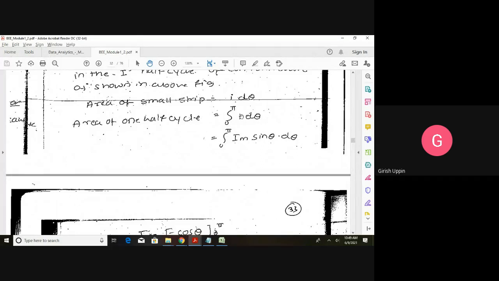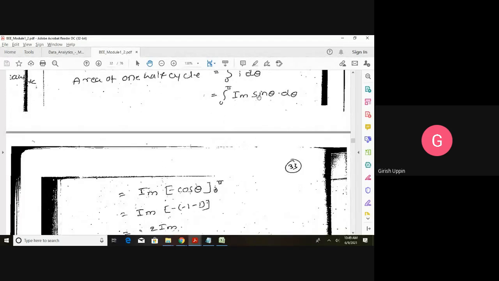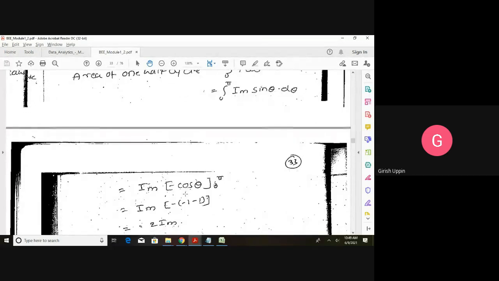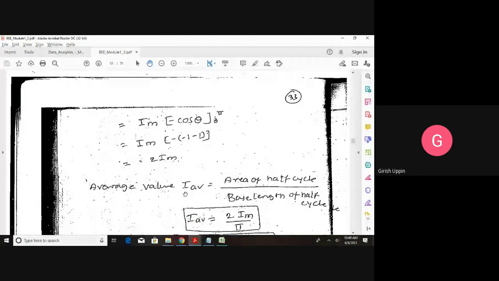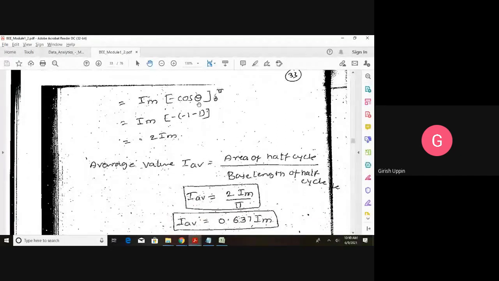What is i? We know i is Im sin theta. Im is constant, so I will take Im outside. The integration of sin theta is minus cos theta, from 0 to pi. This gives cos pi minus cos 0, that is minus 1 minus 1, which is minus 2, and with the minus sign it is 2. The area of the half cycle I get is 2Im.